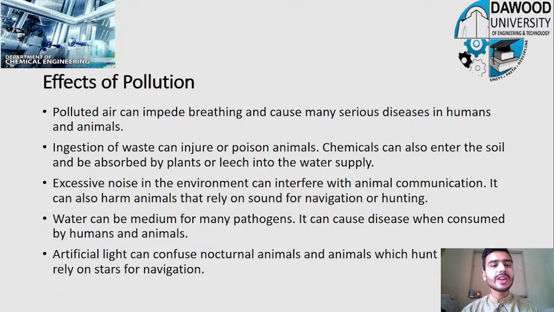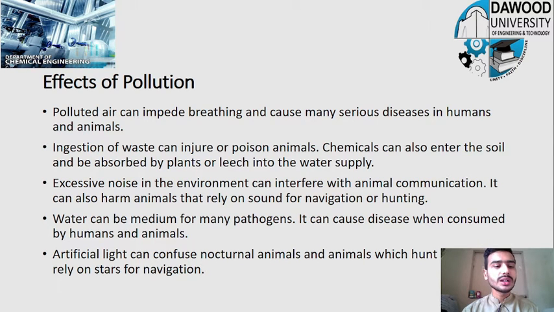Now come to the effects of pollution. There are multiple effects of different types of pollution. Now come to the first type, which is air pollution. And what are the effects of air pollution? Polluted air can impede breathing, cause difficulty while breathing, and cause many serious diseases in humans and animals. Ingestion of waste can injure or poison animals. Chemicals can also enter the soil and be absorbed by plants or leach into the water supply. These are the land pollution effects.